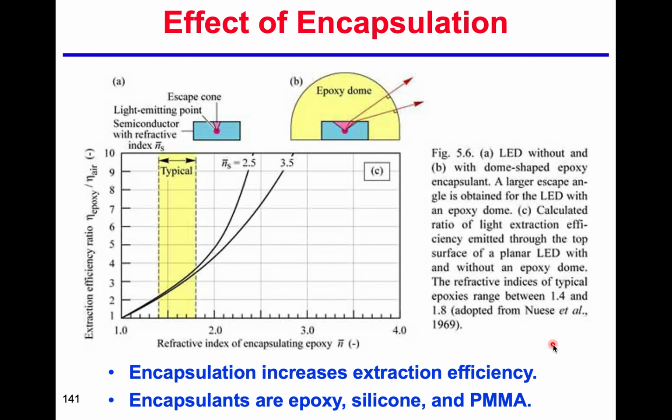Okay, so we can do the encapsulation. Okay, so this figure shows you the light extraction efficiency ratio versus the encapsulating epoxy. That means the refractive index difference between the semiconductor and air is very large. But if we put the epoxy dome, then you can see we can increase the light escape cone. Okay, so when we increase the refractive index of the epoxy dome, then we can increase the light extraction efficiency.